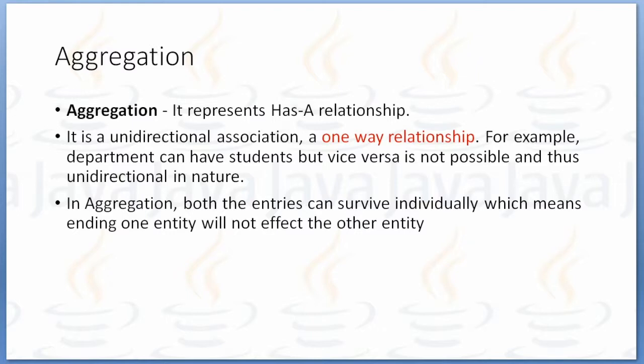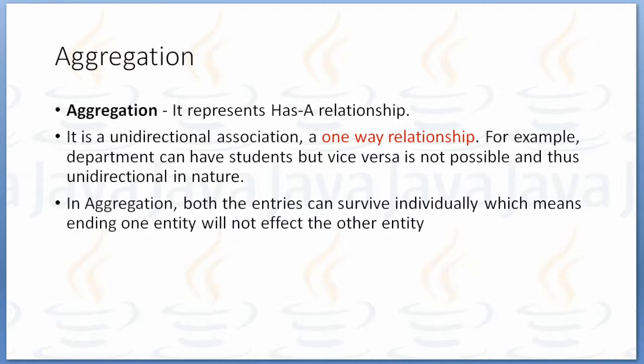Aggregation. It represents a has-a relationship. It's a unidirectional association, a one-way relationship. For example, a department can have students, but vice versa is not possible, and thus it is unidirectional in nature. In aggregation, both entities can survive individually, which means ending one entity will not affect the other.